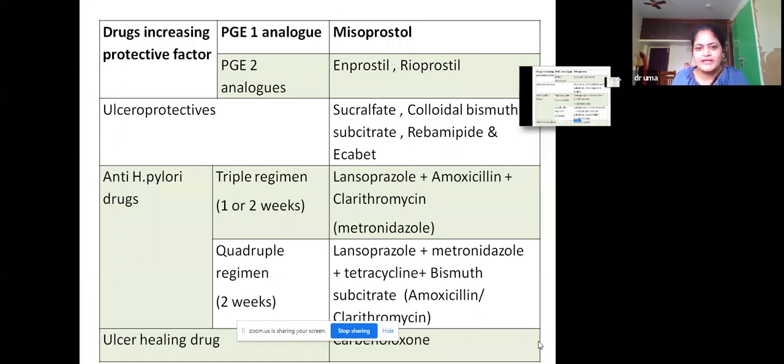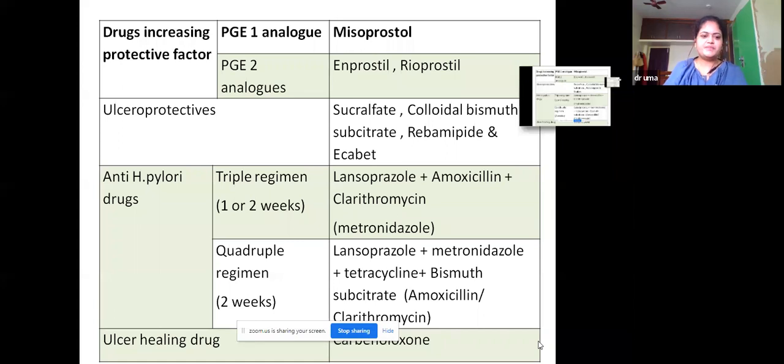Next, the drugs increasing the protective factors. The most commonly asked question is, which is the prostaglandin E1 analog among the following? Prostaglandin E1 analog is misoprostol, and prostaglandin E2 analogs are enprostil and rioprostil. Ulceroprotectors include sucralfate, colloidal bismuth subcitrate, rebamipide, and ecabet. Rebamipide and ecabet act mainly by increasing prostaglandin production.